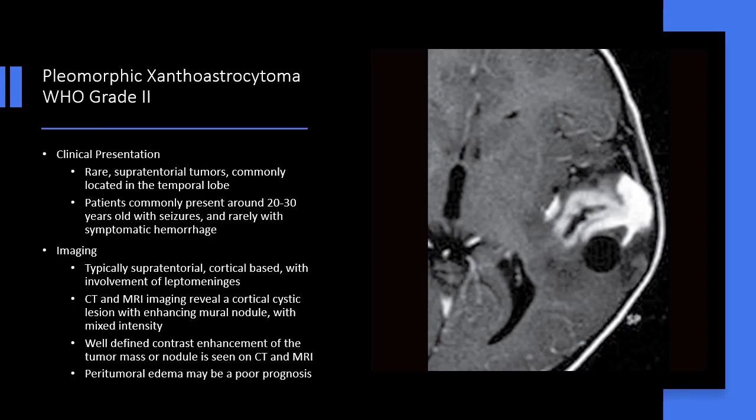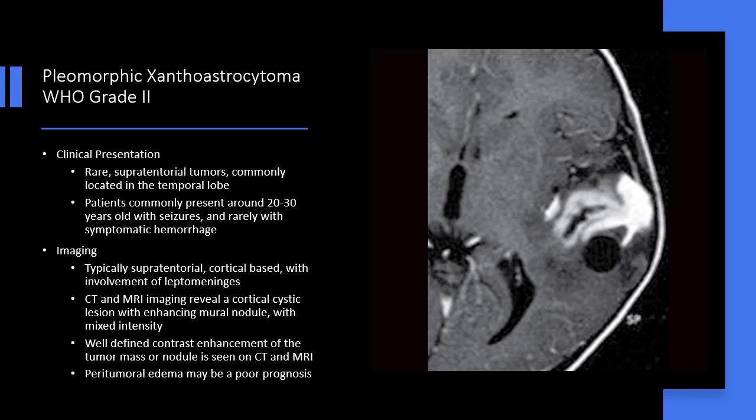Pleomorphic xanthoastrocytomas are classified by the World Health Organization as a grade 2 tumor. Most commonly located in the temporal lobe, patients often present with seizures and chronic temporal lobe epilepsy. They have also been reported in the cerebellum and spinal cord and can present with headache, focal location-related deficits, and elevated intracranial pressure. Rarely, patients may present with symptomatic hemorrhage.